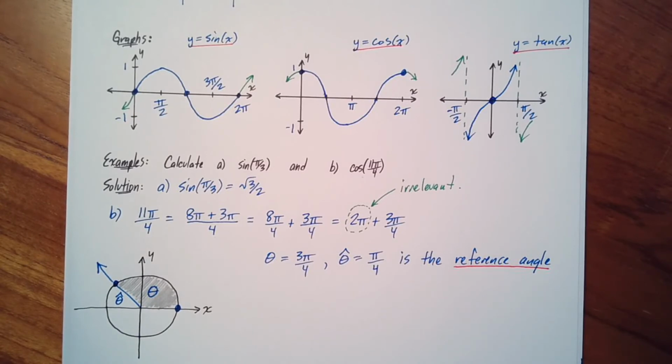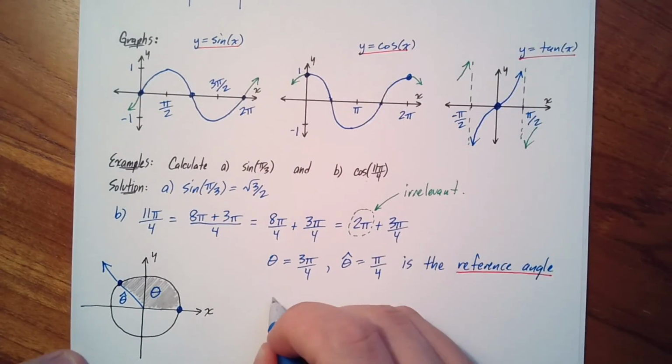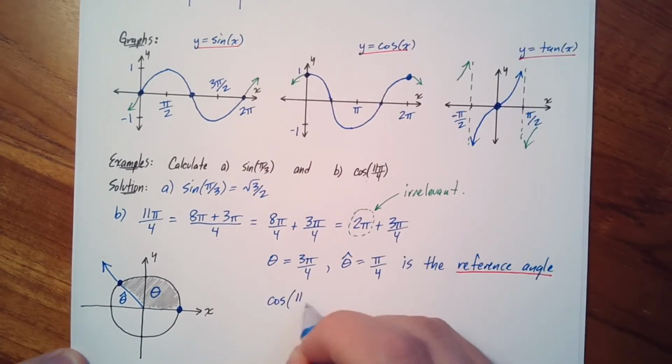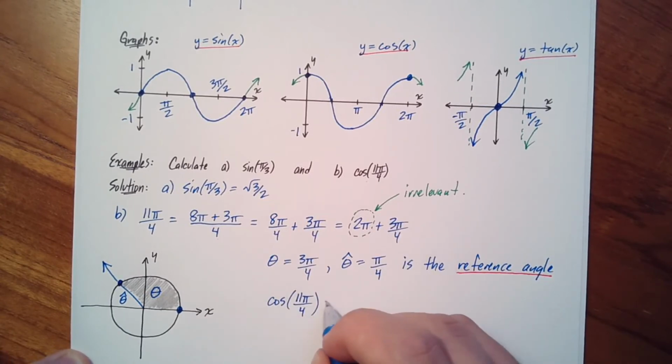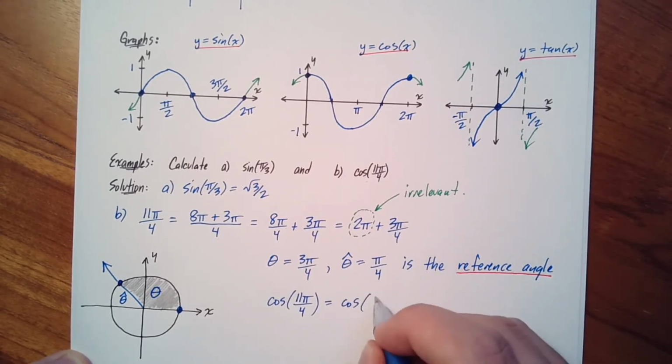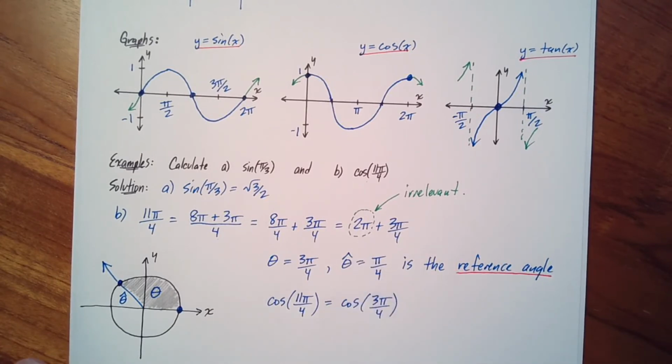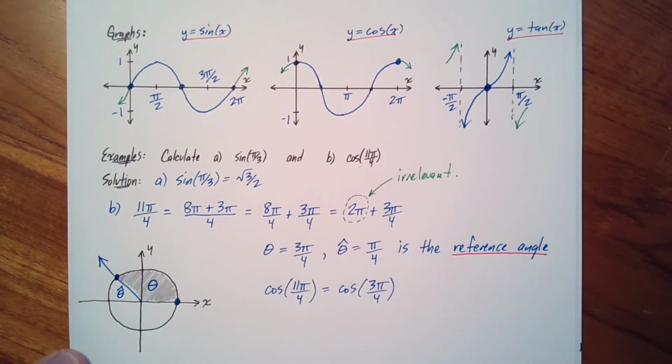Okay, so now here's what you know. Here's what you can say. We're almost done. We can say cosine of 11 pi over 4, well, that's equal to cos of 3 pi over 4, right? Because this 2 pi was irrelevant. But now here's what you'd know.